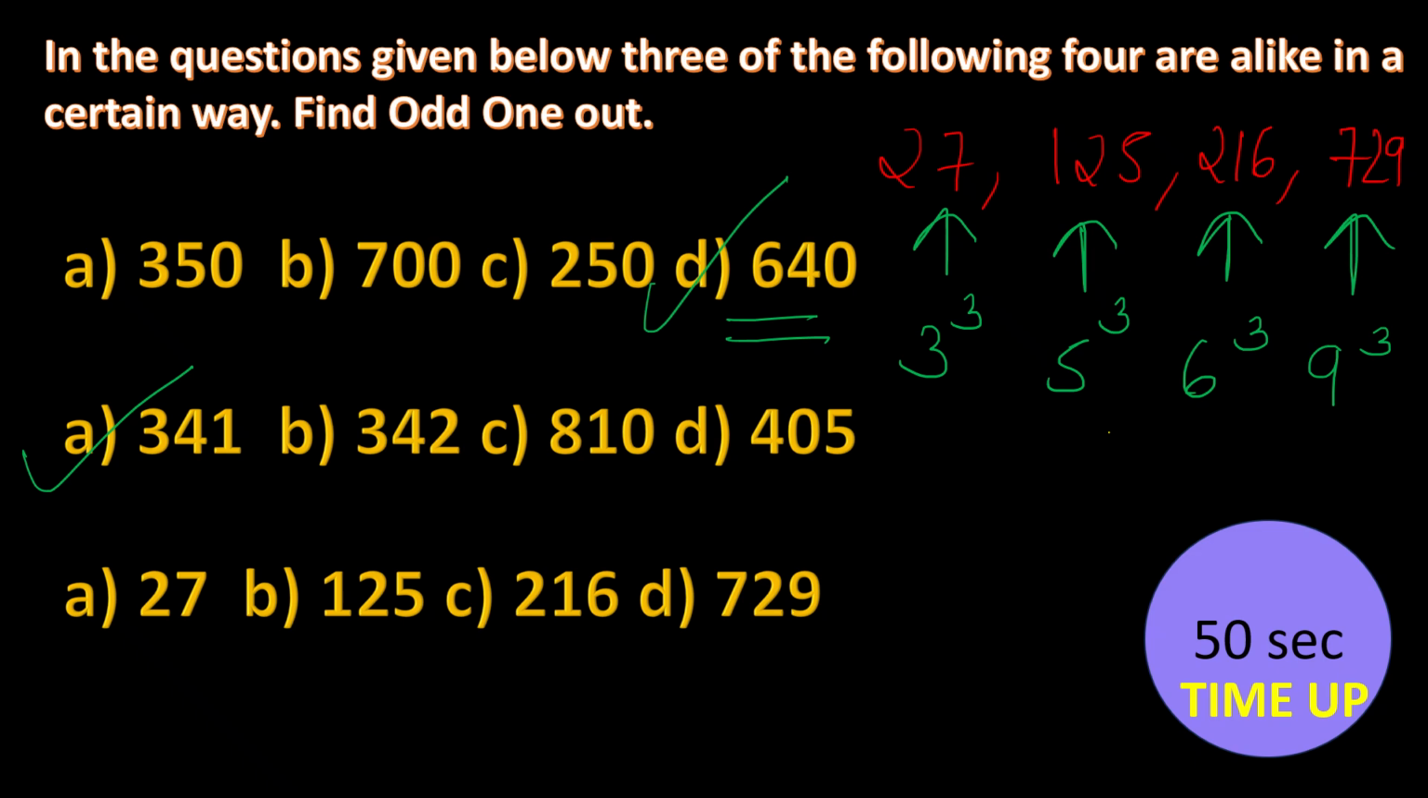Correct? So if you carefully observe, which one becomes the odd one here? 3, 5 and 9. They are all odd numbers. Only 6 becomes the even number cube. So this is the odd one out. Why? Because 3, 5 and 9 are odd number cubes, but only 6 is an even number cube. So 216 is the correct answer. It becomes the odd one out. Okay.